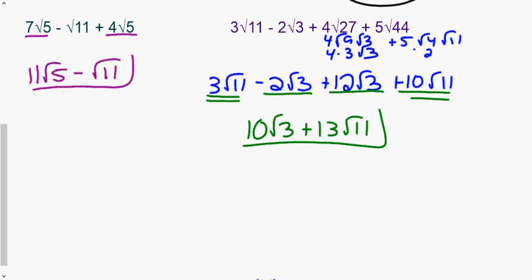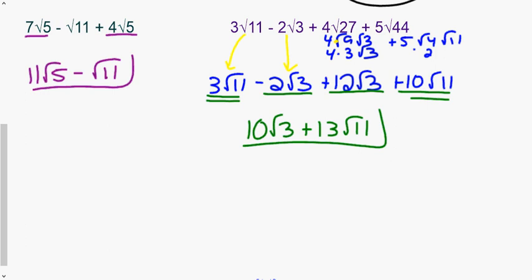On this last one, 3 root 11 doesn't break down. Negative 2 root 3 doesn't break down. Root 27 breaks down: root 9 times root 3. Again, remember to multiply this outside number. So if you want to bring it down and write it's 4 times, and put that multiplication symbol in front, by all means. 4 times 3, 12 root 3. 5 root 44. Again, root 44 breaks down. 4 is our perfect square. That 2 from the square root of 4 gets multiplied by that positive 5 out front. That's why it's 10 root 11.